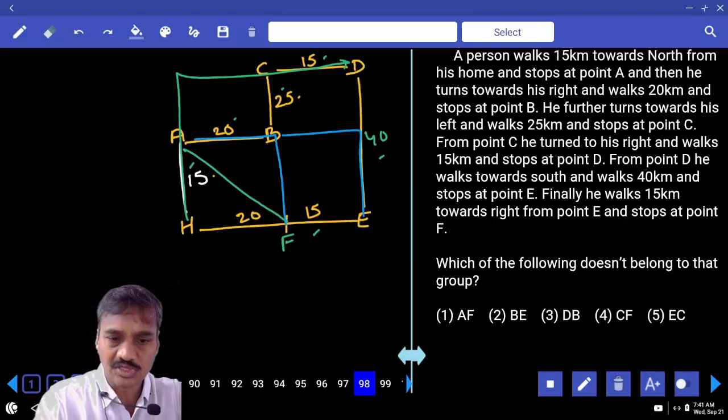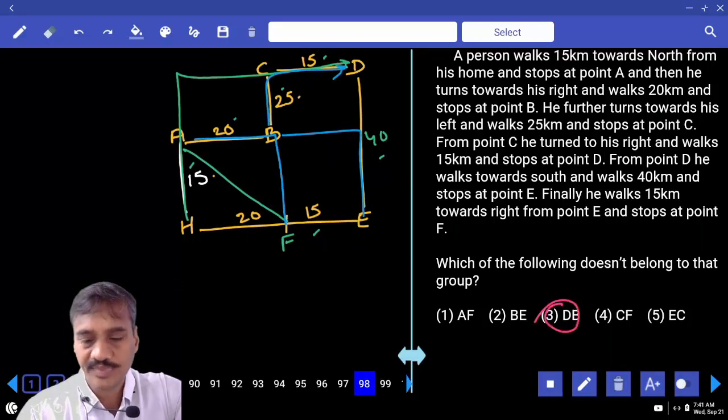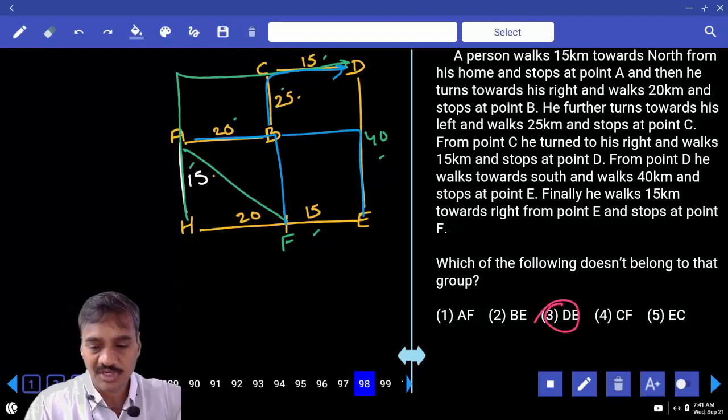D is to the northeast of B. So what is your answer here? Choice 3. Except choice 3, in the remaining, the first person is to the northwest of the second person.